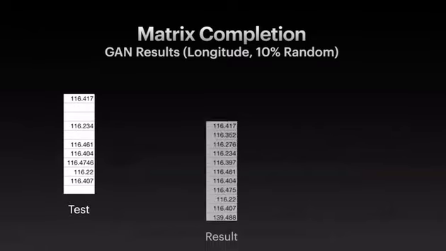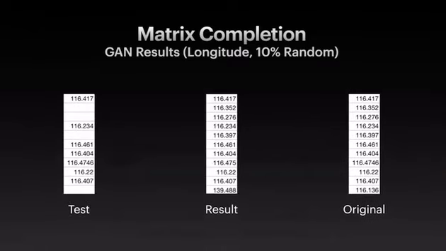So what impresses us most is the GAN result. We choose the feature longitude from the 10% randomly dropped dataset. And if you look at the first few missing values, GAN predicts exactly the same numbers as the original dataset.